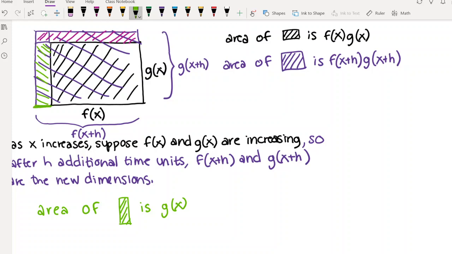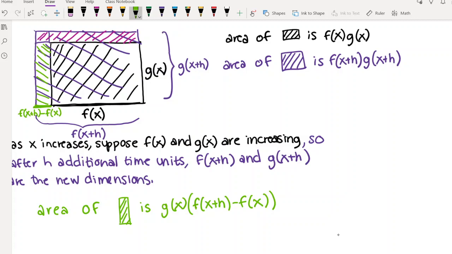And how can we get that? We can get that by taking the longer length in purple and subtracting out the shorter length in black, right? When I say purple, I mean the darker purple. So if we do f of x plus h minus f of x, that's going to be the short side of this. So maybe I'll even write that in here. This shorter side is f of x plus h minus f of x.